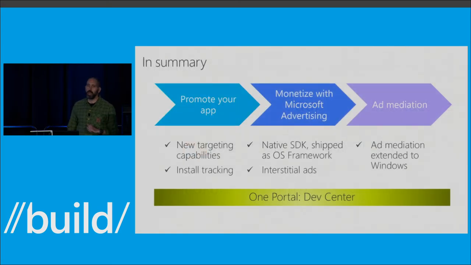All right, so let's summarize what we talked about today. We started out with talking about app promotion, and we talked about how we added auto-targeting and additional manual targeting capabilities, and also we're going to start reporting on install so you can calculate CPI. Then we moved on to talk about the Windows 10 Ad SDK, how it supports native apps, how it's going to be shipped as an OS framework so that you don't have to update your app whenever we update our SDK, and how interstitial ads for the first time is announced now for Microsoft advertising. It is actually a big deal. You have an opportunity to make a lot more money in your apps and games.